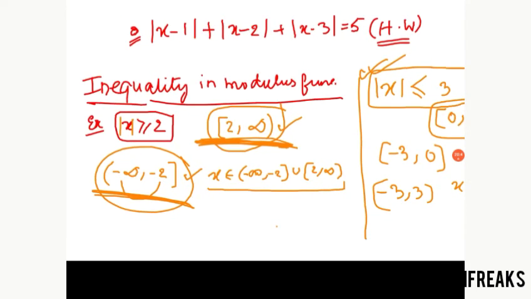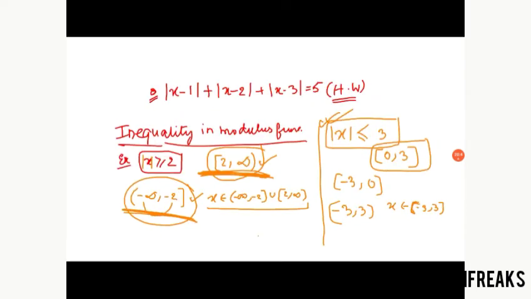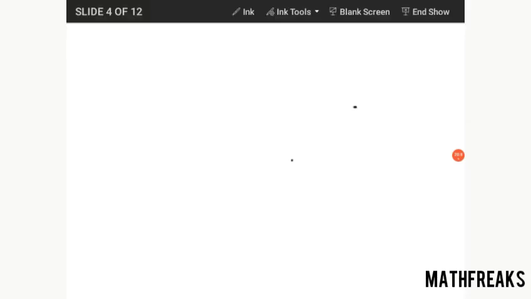Now if you have understood these two inequalities, let us check if you can find the range of x for this inequality: mod of x is greater than, say, 4.